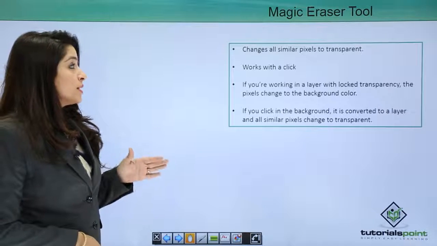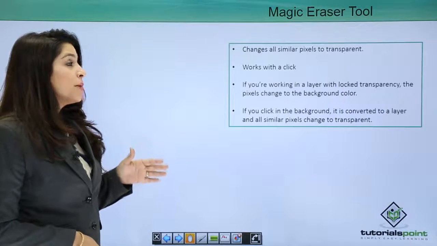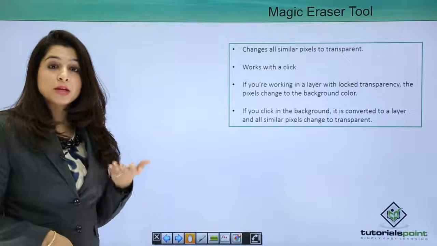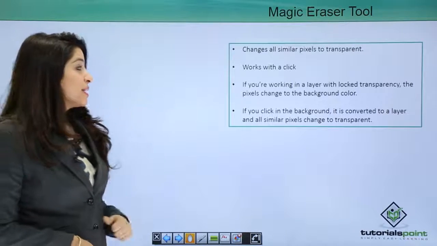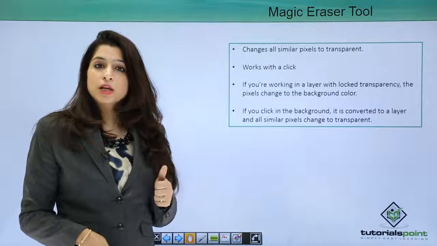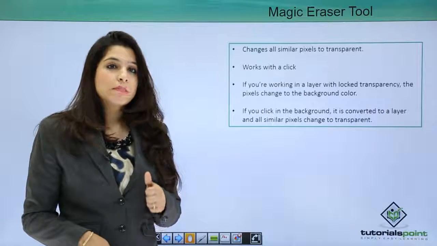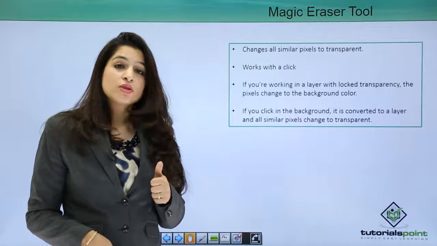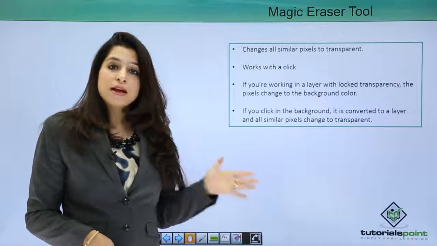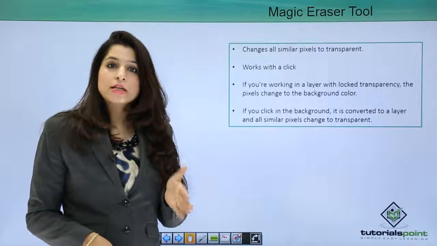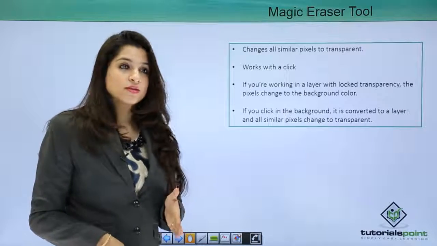The magic eraser tool basically changes all similar pixels to transparency. Basically, it removes the similar pixels. Now, it just works with a click. If you remember, we did the magic wand tool. It also does the same. It selects the similar pixels, but the magic eraser tool with a click deletes these similar pixels.